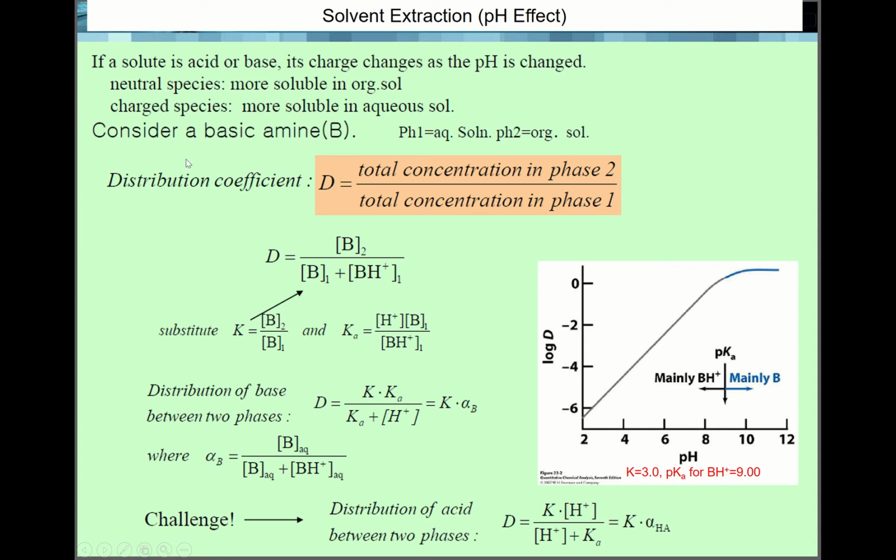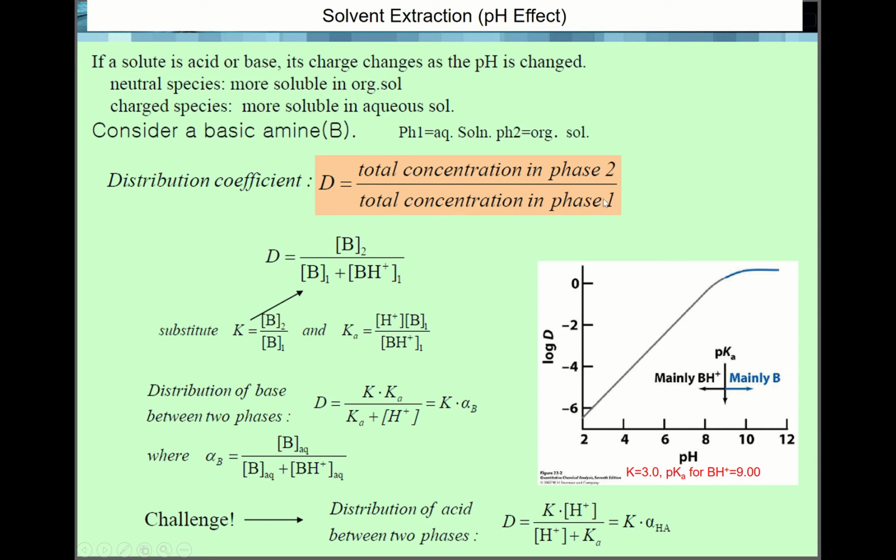Now consider a basic amine, B. Phase 1 is aqueous solution, and phase 2 is organic solvent. Here we define the distribution coefficient D, which equals the total concentration in phase 2 divided by the total concentration in phase 1.